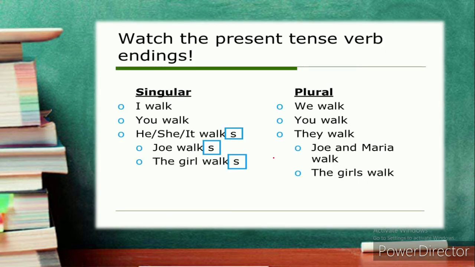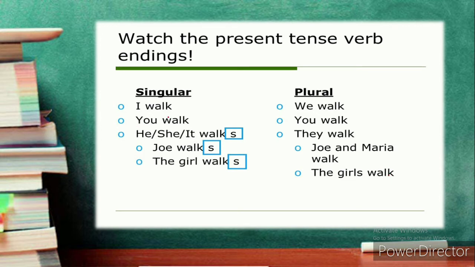Watch the present tense verb endings. I walk, you walk, he, she, it walks, Joe walks, the girl walks. We also have we walk, you walk, they walk, Joe and Maria walk, the girls walk.